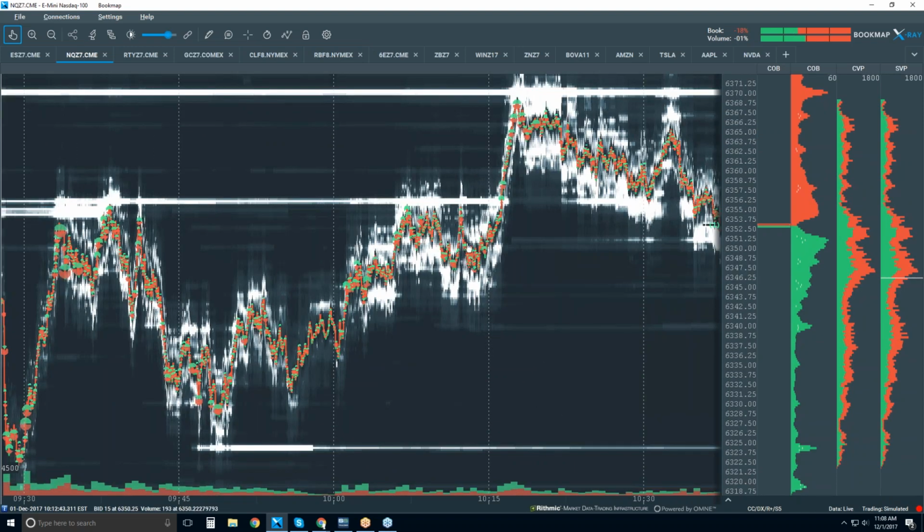You get a little bit of a pullback, and this is the handle in that cup and handle. You can see that we came right down to this cluster of volume here, and then buyers stepped in again, and then they broke out of this area here, where that high liquidity had been waiting all day long, before the cash session even opened.